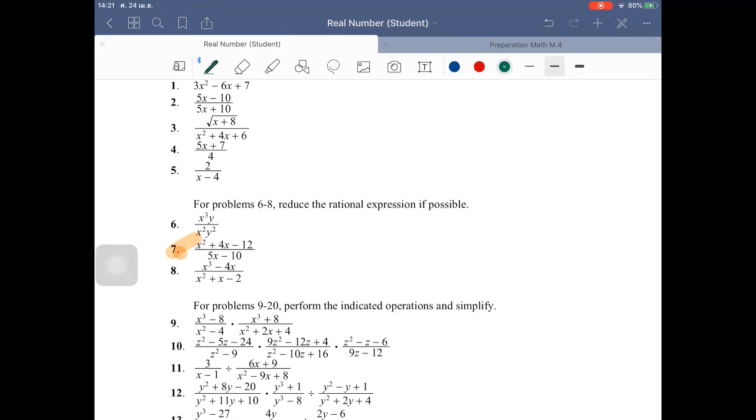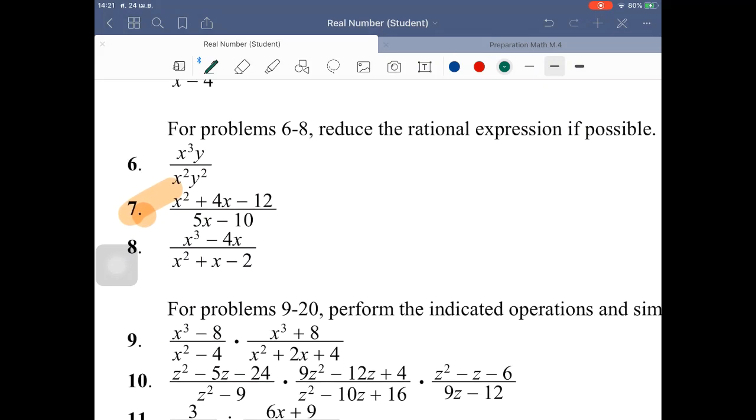Okay, let's do question 7. Question 7, what can x be? Okay, the first step here, you see 5x minus 10, this one cannot be 0 because the denominator cannot be 0. So 5x is not equal to 10 and x should not be equal to 2. Okay, keep this in mind, x cannot be 2.